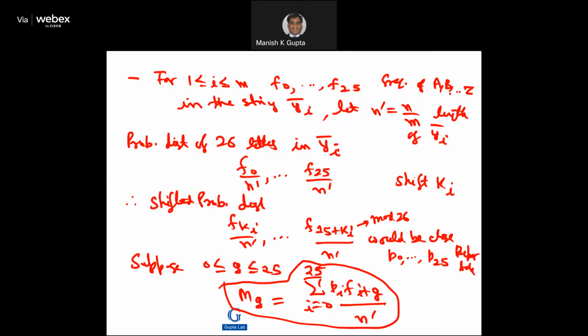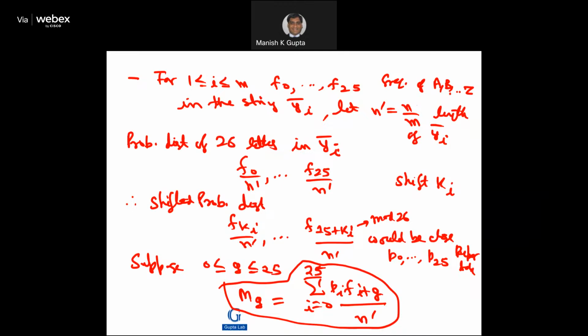Now, shifting by ki, the shifted probability distribution we can compute as f(i+ki) divided by n prime and so on. Everything is modulo 26. Now this will be close to p0, p1, ..., p25. So basically, we compute capital Mg for g between 0 to 25 as the summation over i equal to 0 to 25 of pi times f(i+g) divided by n prime.